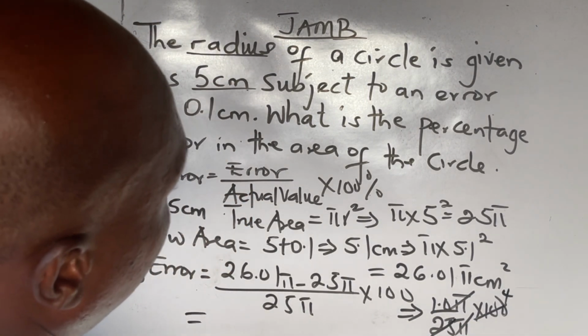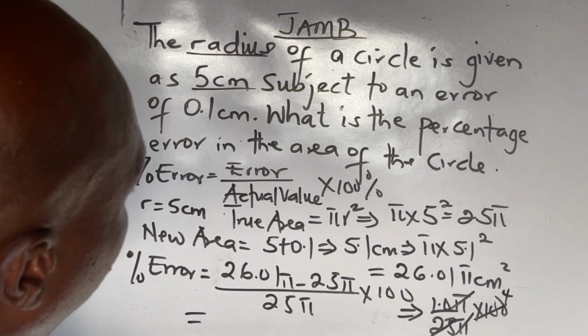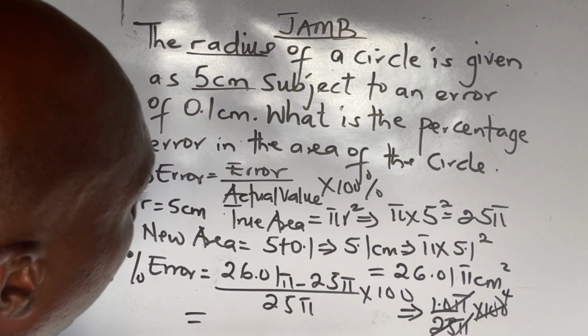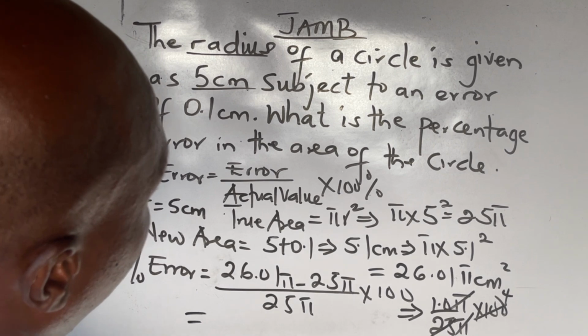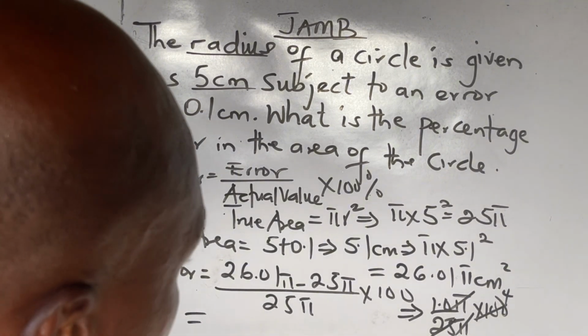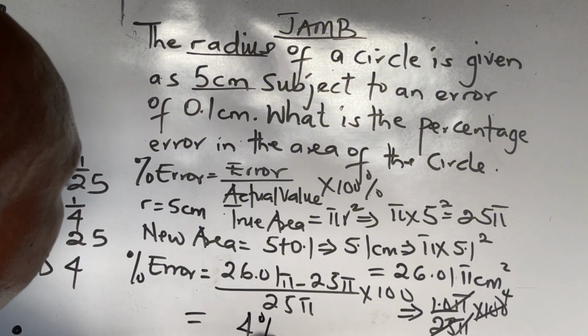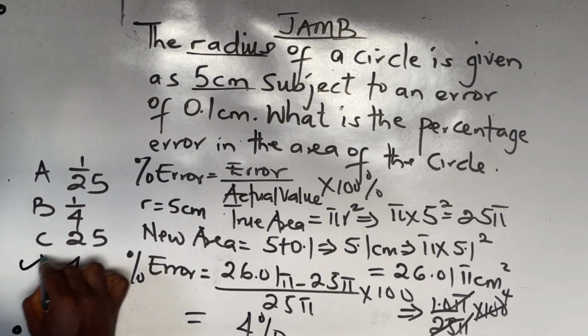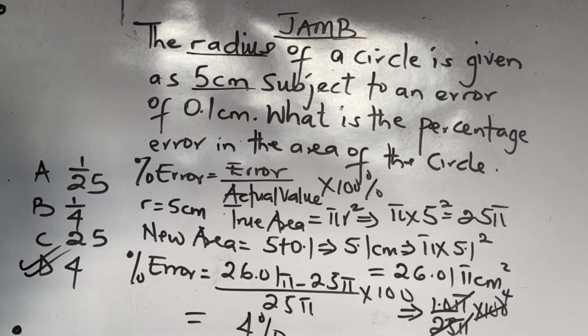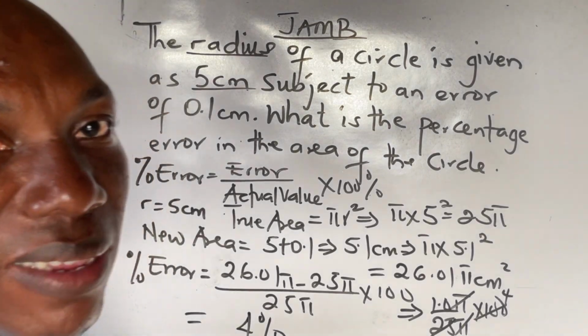So 4 times 1.01, you have 4%. So that will give you 4%. That's the value. That's our topic on percentage error.